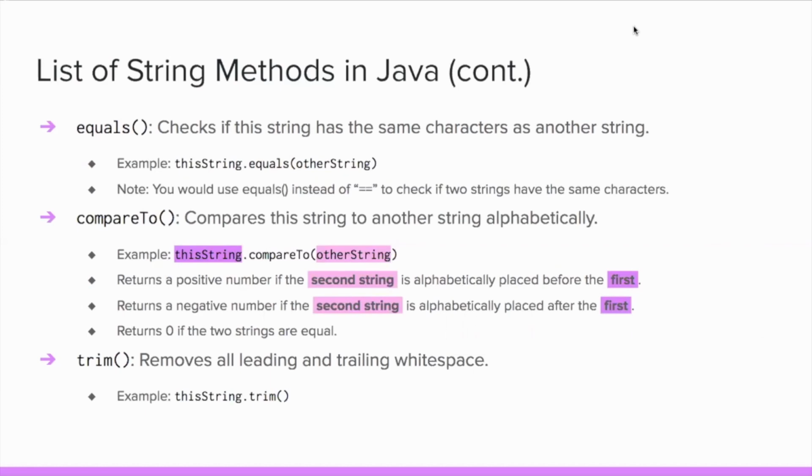Now that we've practiced with the first string methods, here's a list with some more useful methods. As with the previous list, you can see what each method does and examples of how to use them in your code. Feel free to refer back to the slide if you need to when working on the practice problems.